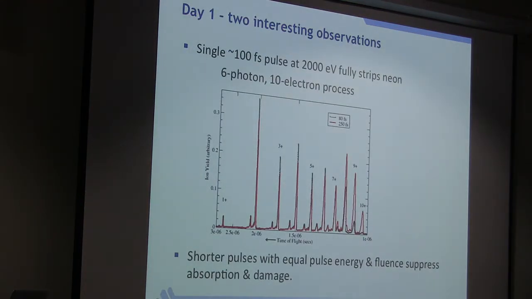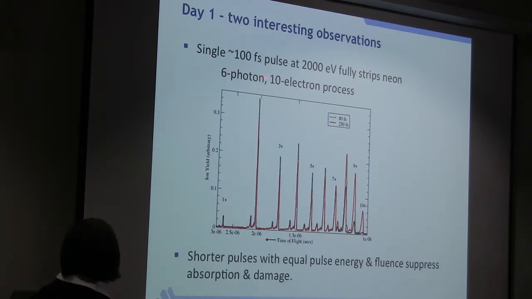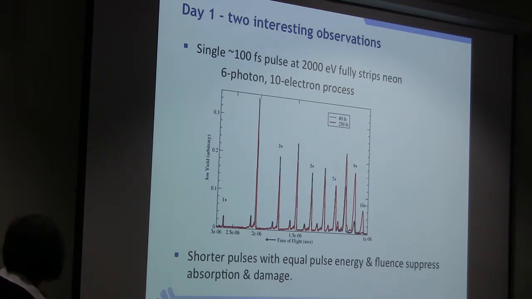So in day one, we had these really interesting observations, right? Well, the first thing we found out was that when you have a single 100 femtosecond X-ray pulse at that very high photon energy, you fully strip the neon. And so you can make hypergenic neon, see? And it's a 6 photon, 10 electron process through this, PA, and so on and so forth.